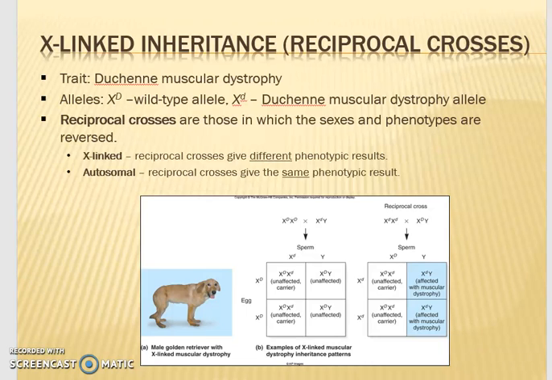So now we're going to talk about X-linked inheritance reciprocal crosses. So this is when we take reciprocal crosses, meaning that we cross a homozygous dominant female with a recessive male. And then when we cross those, if it's X-linked, it'll give us reciprocal crosses with different phenotypic results. But if it's autosomal, the crosses will give the same phenotypic result. So you can see that here.